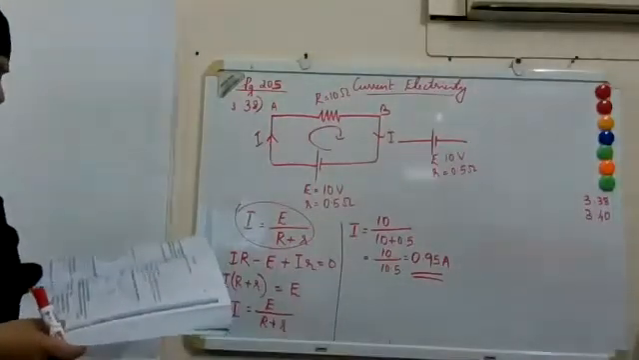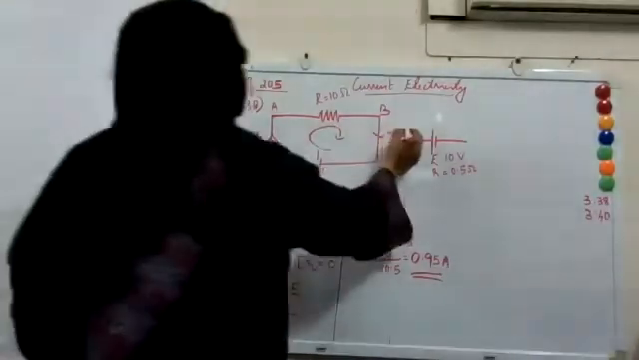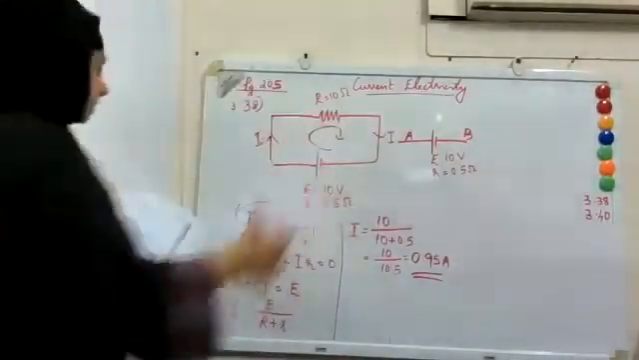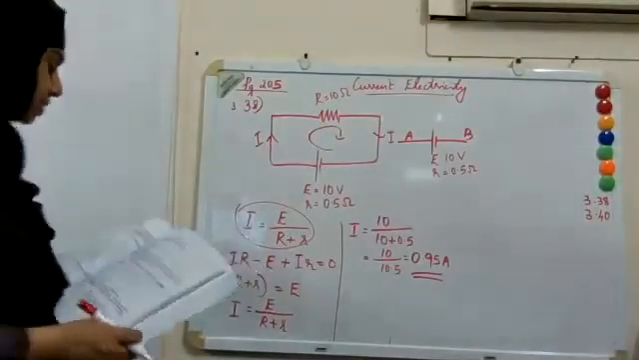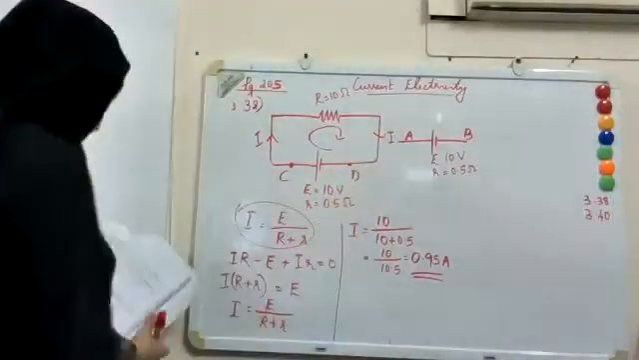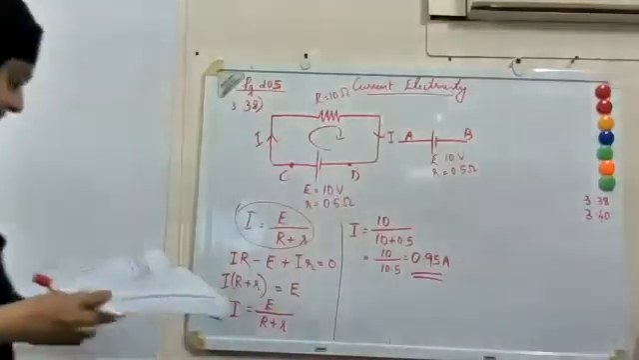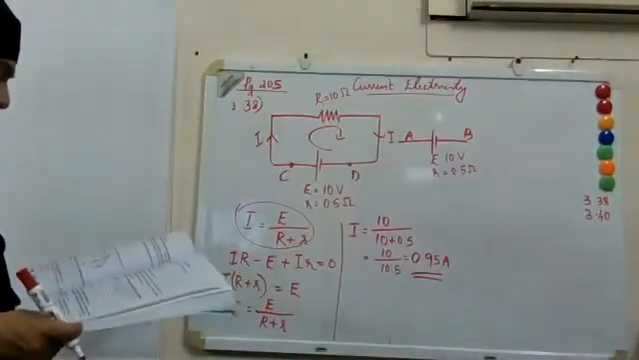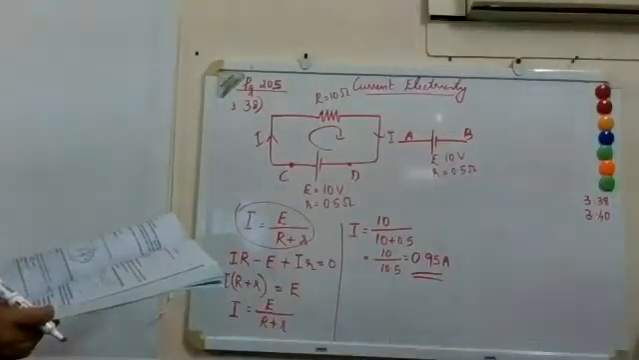Yes, teacher. Now, if a cell AB is connected in parallel, so this is the cell AB. If the cell AB is connected in parallel with the points C, D. So they have marked the points C here and D here. So parallelly, one other cell is connected. Then the rate of heat produced by the external resistance will increase or decrease.